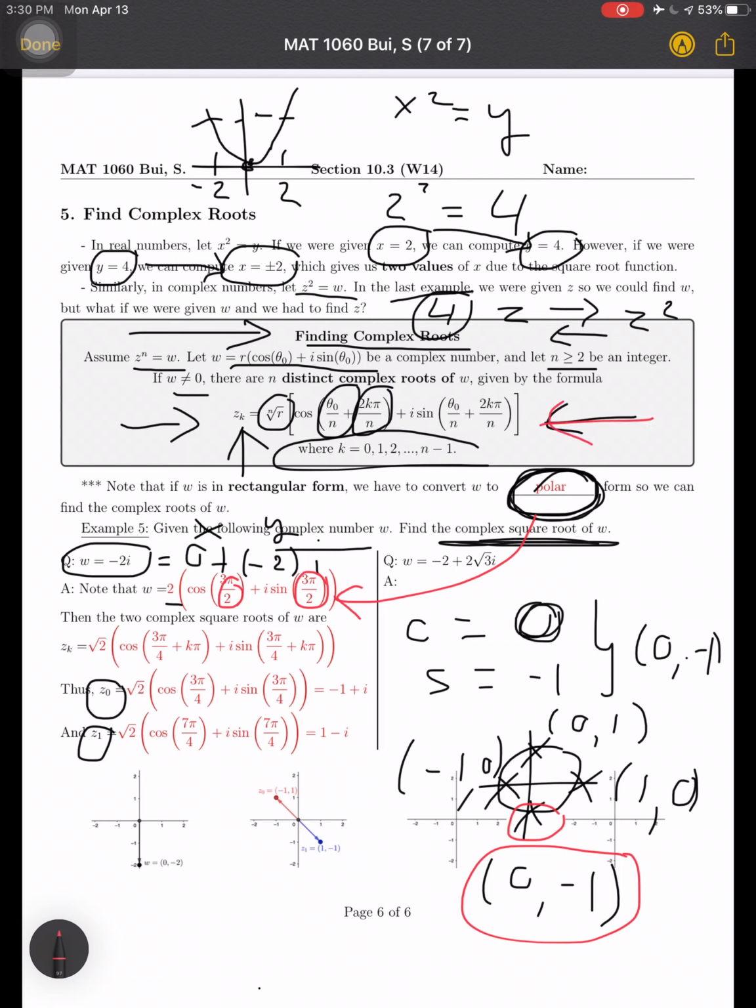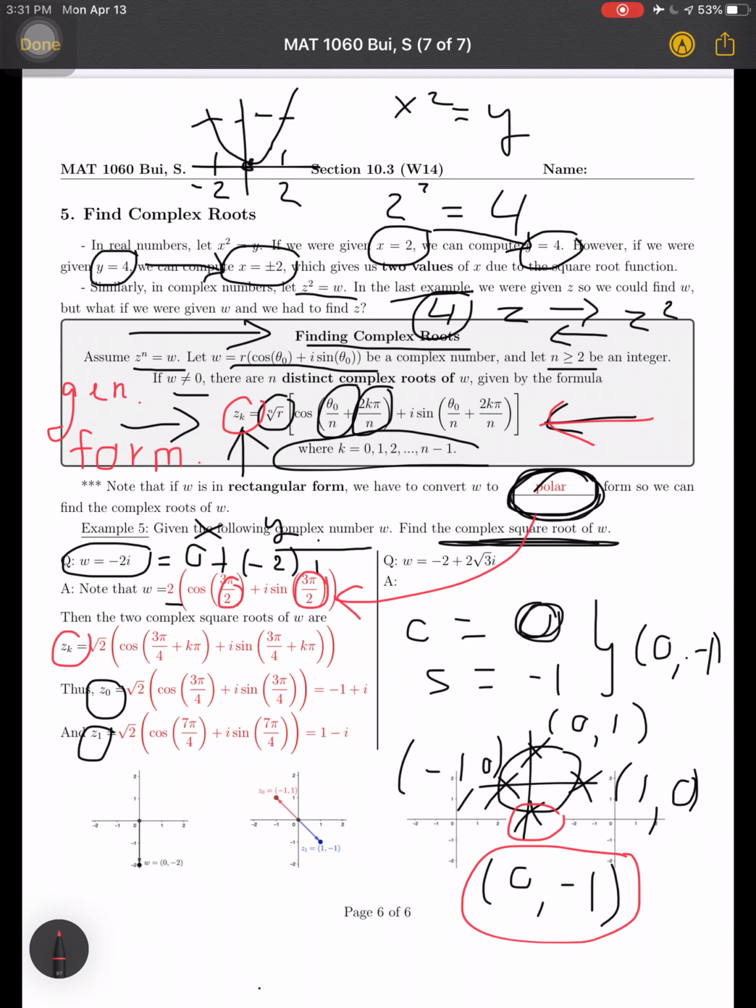All right, and now that we have it in polar coordinates, we can go ahead and apply this formula right here. Okay, how can we apply it? Because we want to find a complex square root, right? So first of all, we have to know the general formula for it. I call it zk, the general formula. In the test, you are going to be asked to write down the general formula first before you get to the two roots. Okay.